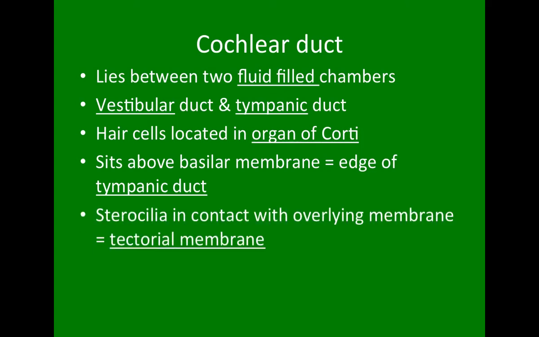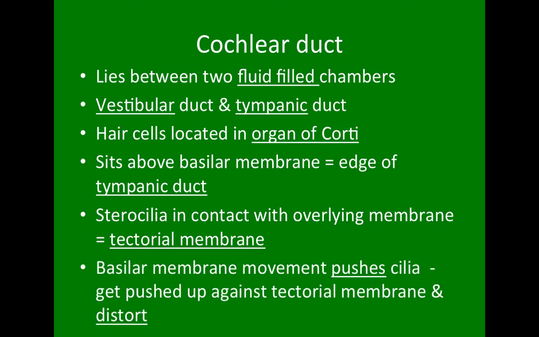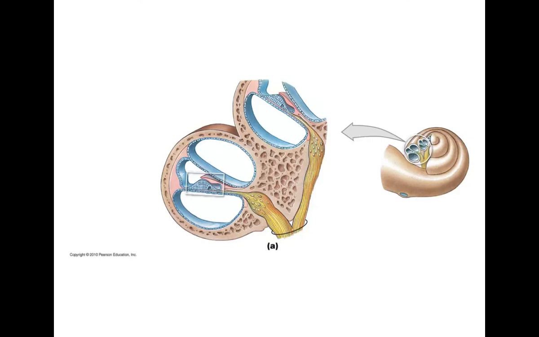Now, the stereocilia are actually in contact with an overlying membrane called the tectorial membrane. The movement of the basilar membrane actually pushes the cilia up into the tectorial membrane and distorts them. So in this case, the hair cells themselves actually do move in response to the sound waves. So let's take a look at this area and kind of orient ourselves in terms of what we are discussing here.